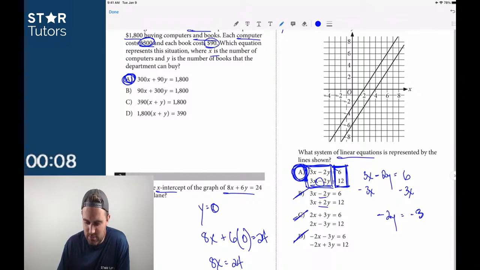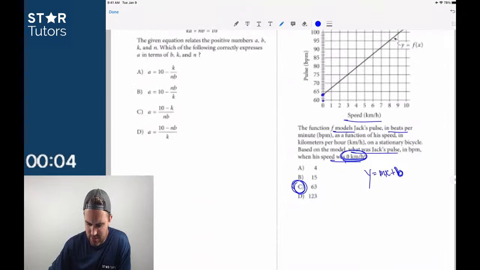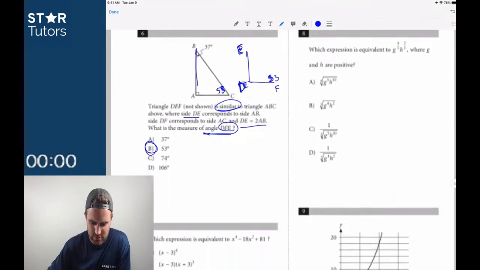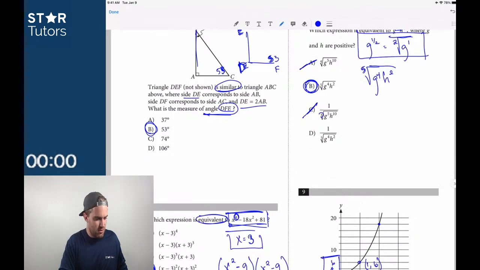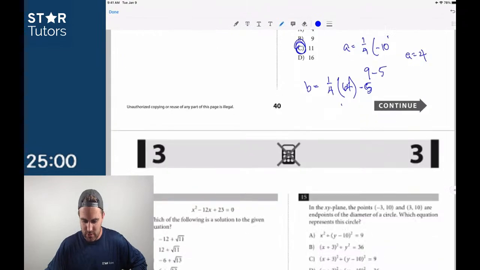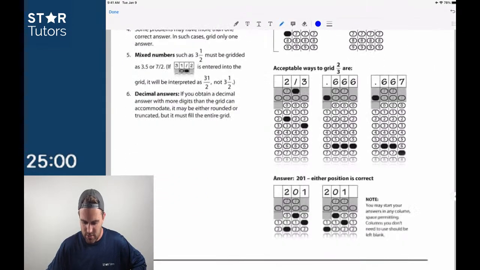So I think A, now I know A is right, but I think we got them all, right? I hope we got them all, because otherwise I was just sitting there wasting time doing nothing. Let's see. If we didn't get them all, I'll do the last problem that I missed if I have one. No, I think we did get them all.